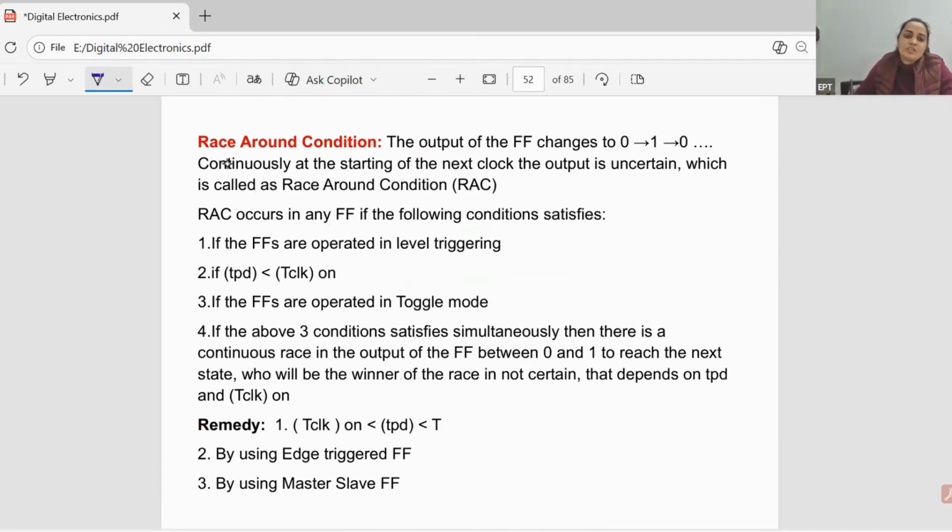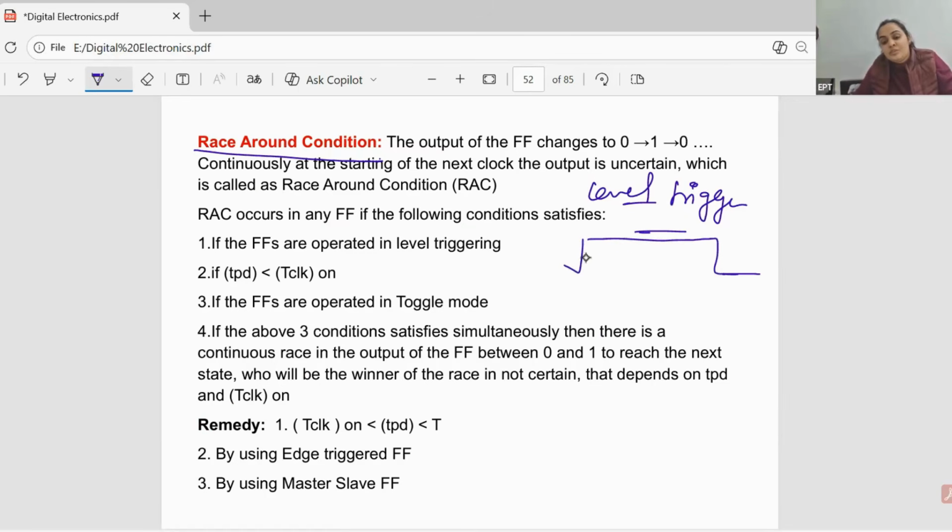Okay, now race around condition. This basically occurs in level triggering. Okay, this is the case when your input is not changing. See, this is the clock signal. So your latch is transparent for this duration, right? Flip flop is transparent for this duration. This is the width of the pulse, right? So your input is constant, but output is given back to the input. So the output will continuously toggle, right?